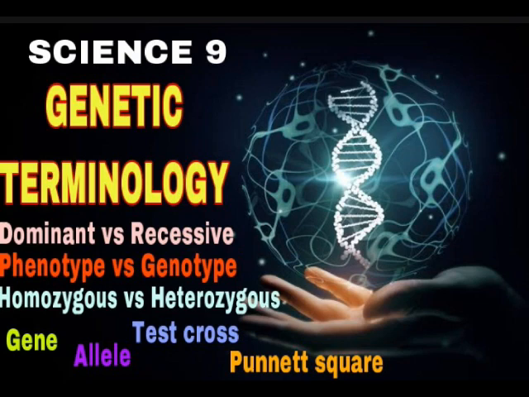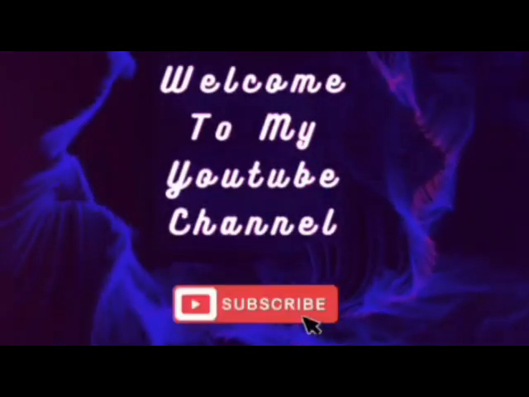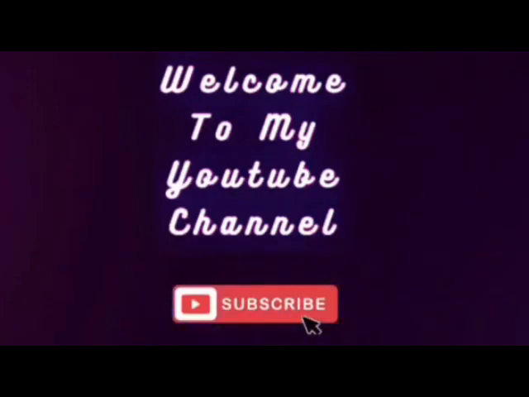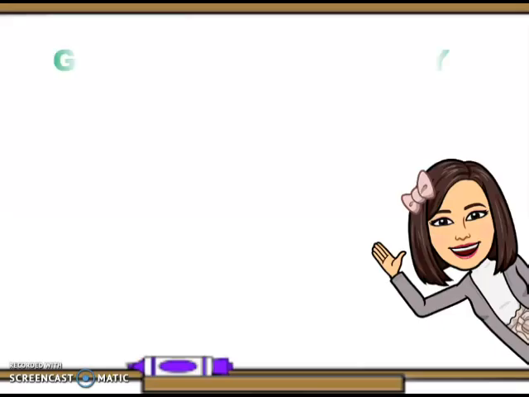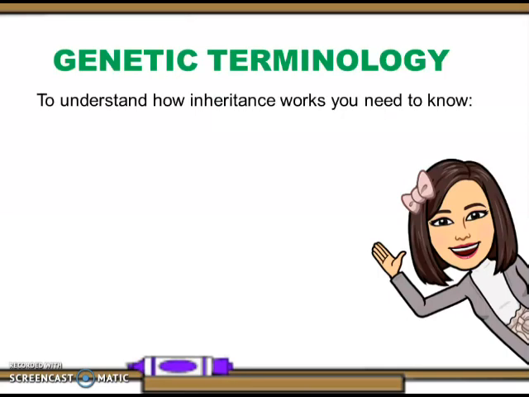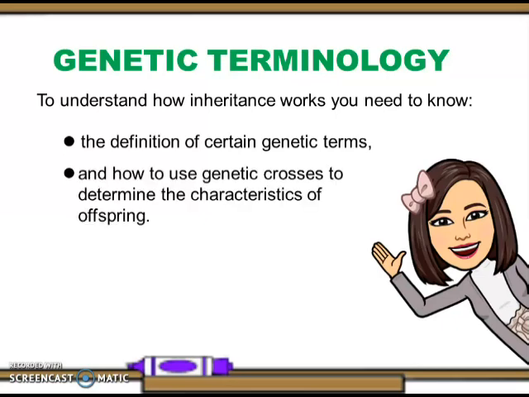Today, we're going to talk about certain genetic terms to better understand how inheritance works. Are you ready? So let's get started. Genetic terminology. To understand how inheritance works, you need to know the definition of certain genetic terms and how to use genetic process to determine the characteristics of offspring.